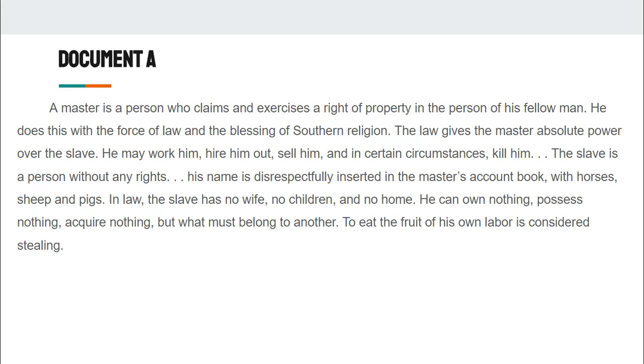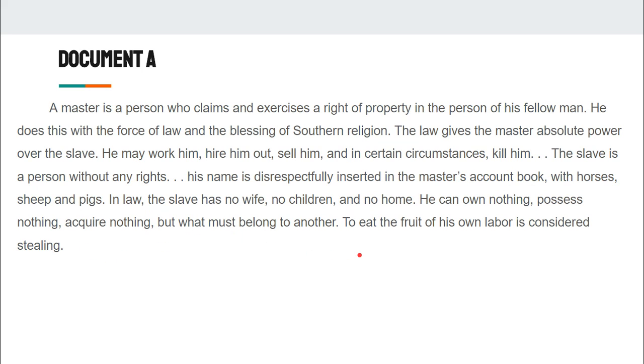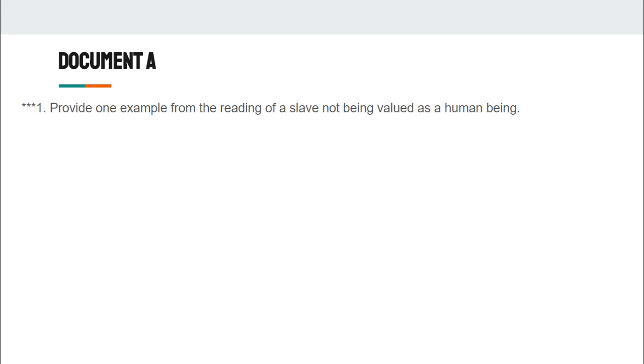Document A, I think this is pretty easily understood, just to showcase how slaves were viewed, written in their master's account book, along with horses, sheep, and pigs. You can see them being treated as property as opposed to people, and then the idea that they're not allowed in law to have a wife or children or have ownership of anything. To eat the fruit of his own labor is considered stealing, right? That you might work tirelessly to produce something, whether it be a food crop or otherwise, but yet you don't enjoy the fruit of your labor.